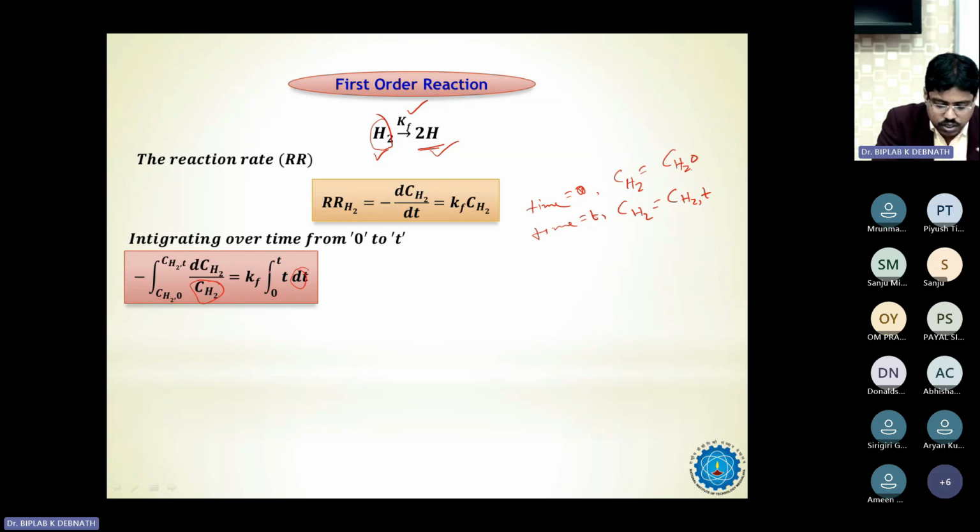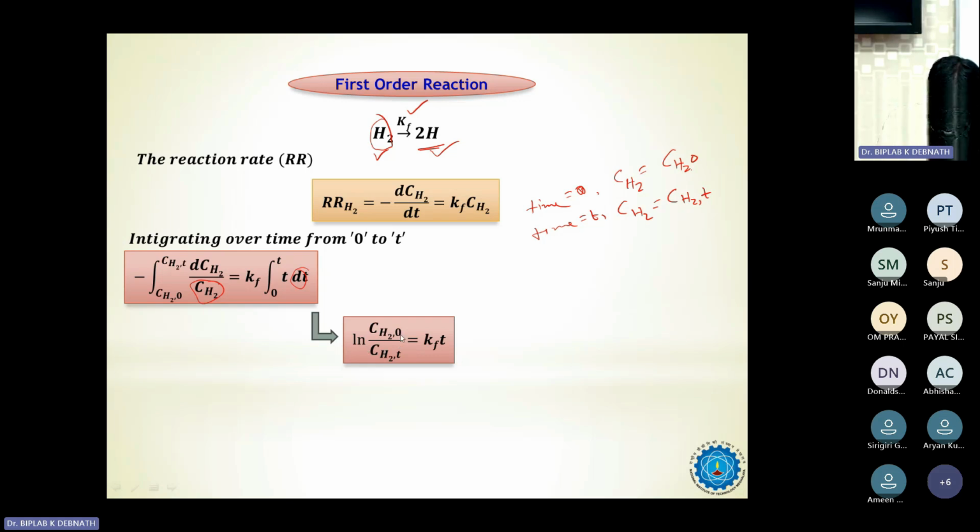Now kf is a constant, so it will be outside the integral. When you do the integration within the limits, we find ln of CH2 naught by CH2t. Why has CH2 naught gone up? Because I have used the negative sign inside it, so when the negative sign is there, it just flips. So ln of CH2 naught divided by CH2t is equal to kft.